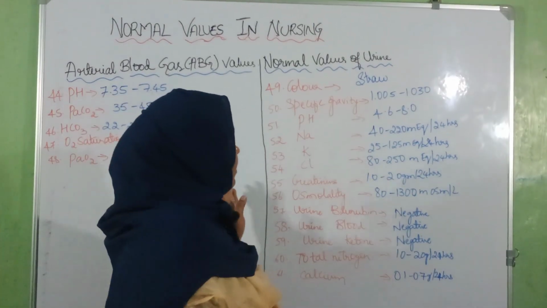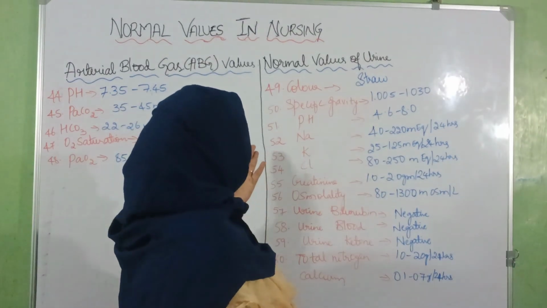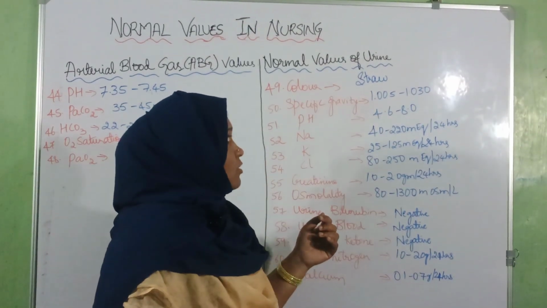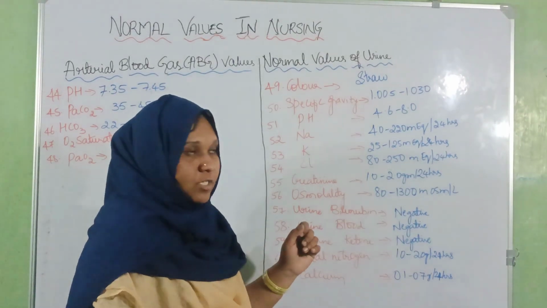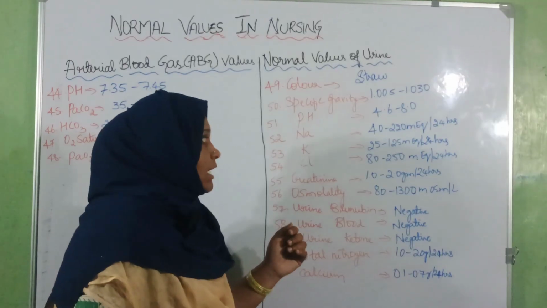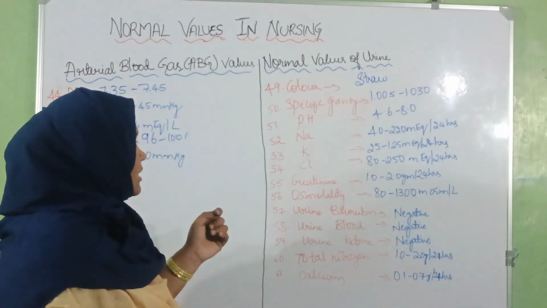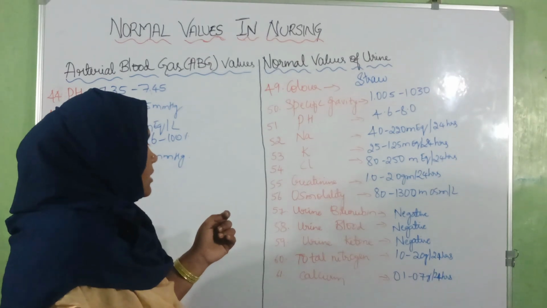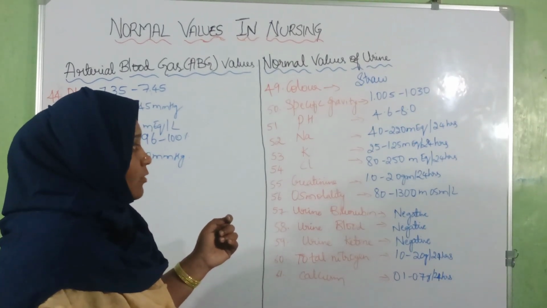So next comes to normal values of urine. So the color of the urine is straw in nature. Specific gravity of urine is 1.005 to 1.030. pH is 4.6 to 8.0. Then sodium level is 40 to 220 milliequivalent per 24 hours. Next, chloride level is 80 to 250 milliequivalent per 24 hours.